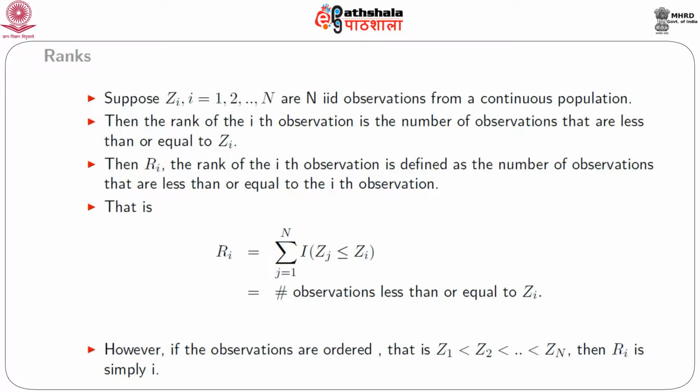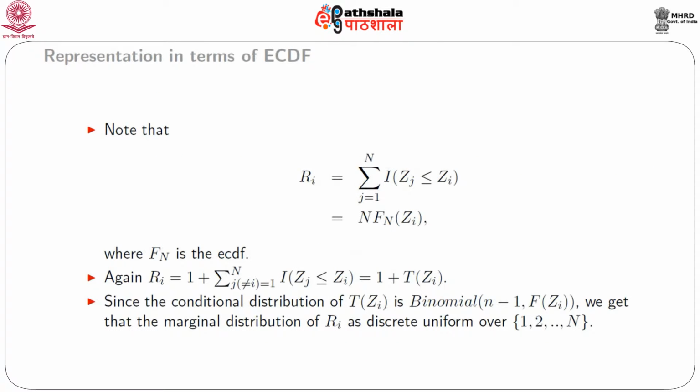That is, as we have defined earlier, R_i is nothing but the number of observations less than or equal to Z_i. However, if the observations are ordered, that is Z_1 less than Z_2 less than up to Z_n, then R_i is simply i. Now, we shall show how ranks can be described in terms of the empirical cumulative distribution function. Note that by definition R_i equals the sum of the indicators Z_j less than or equal to Z_i, summing over j, and this is nothing but n times the ECDF at Z_i.